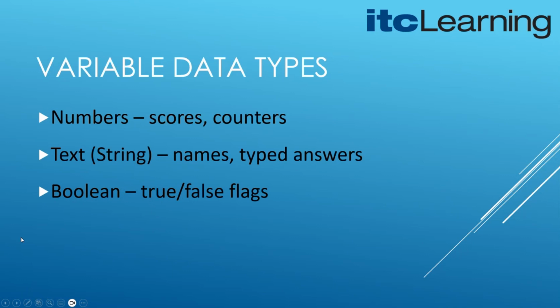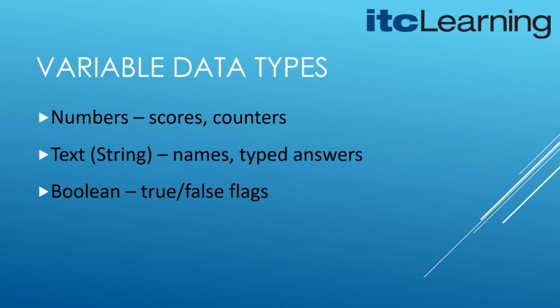But a little bit more on just data types, because we'll have a little closer look at that today as well. We can use variables to store numbers and track things, counters or scores. You can also use it to track text, or what they call a string, so a combination of letters and numbers. People typing answers in, or true and false, that type of stuff as well.